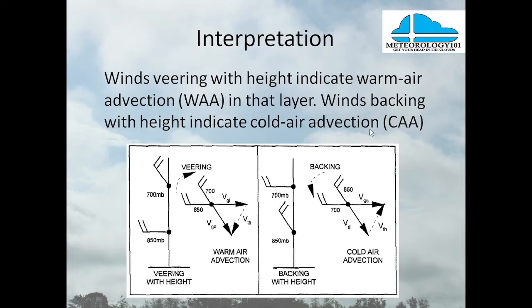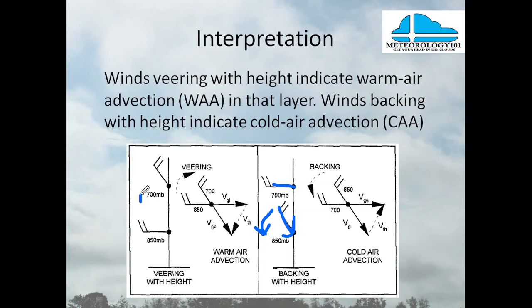So the interpretation: winds veering with height indicate warm air advection in that layer. Winds backing with height indicate cold air advection in that layer. So if you're going from the 850 to the 700 millibar, you're going from approximately 5,000 feet to 10,000 feet. So between 5 and 10,000 feet, these winds are veering. So that's an indication of warm air advection. If they were backing, winds are further out of the northwest and then going westerly. Now you're backing, the winds are backing this way.